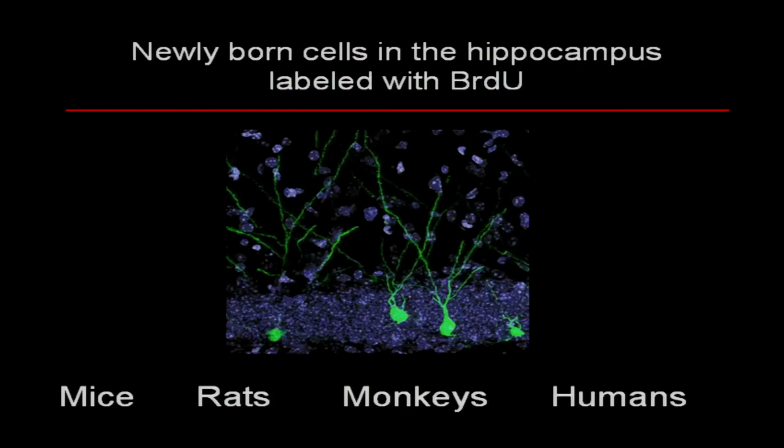But really, the environmental enrichment experiments, and the effects of environmental enrichment on BRDU, have mainly been done in mice and rats. But we'll talk about a study at the end of the session where there's some evidence that things can influence the new birth of cells, even in humans as well.